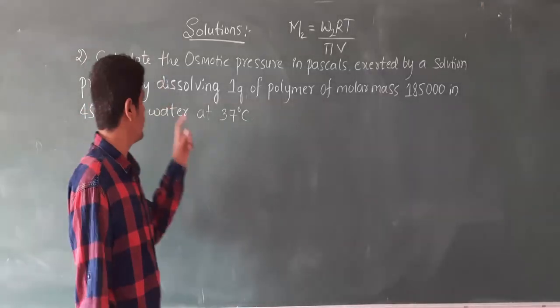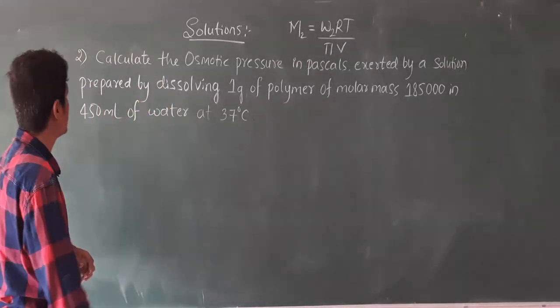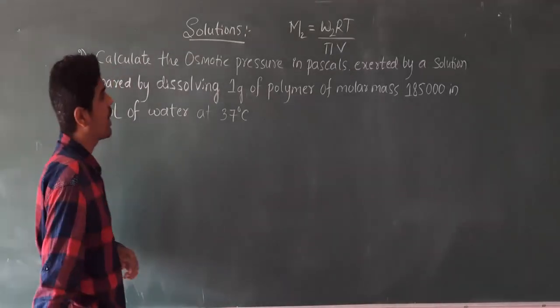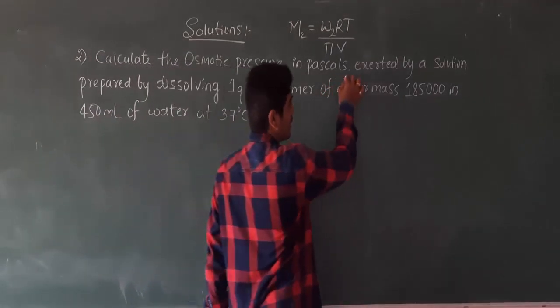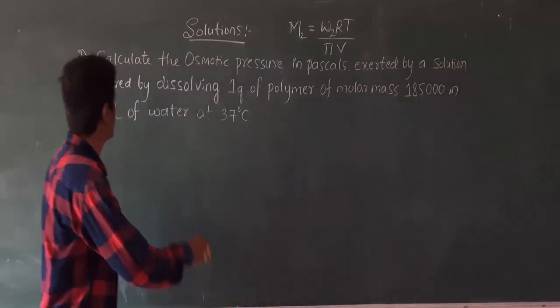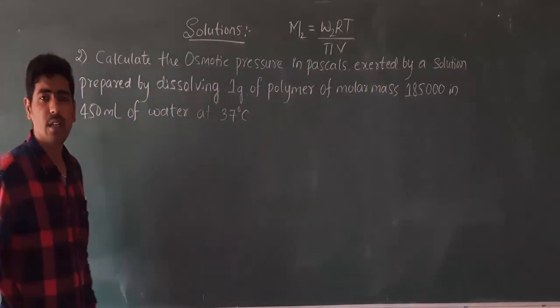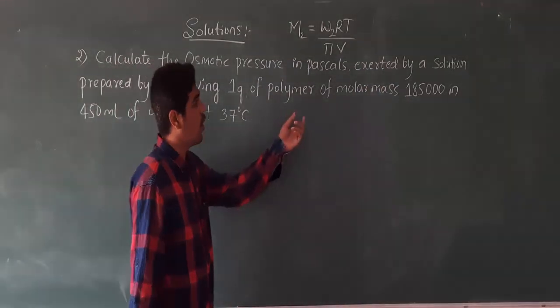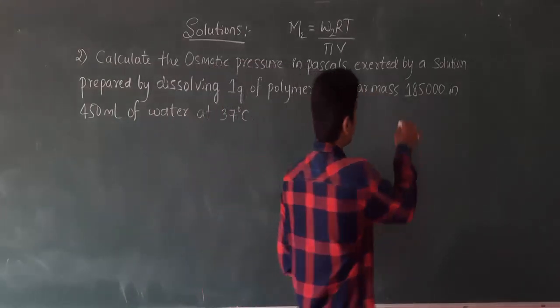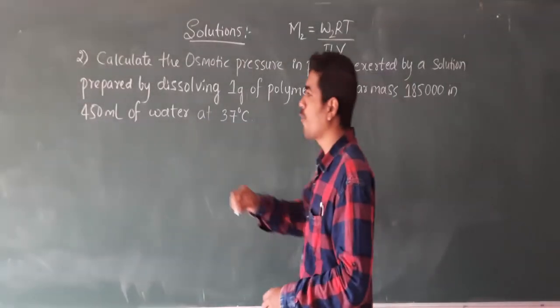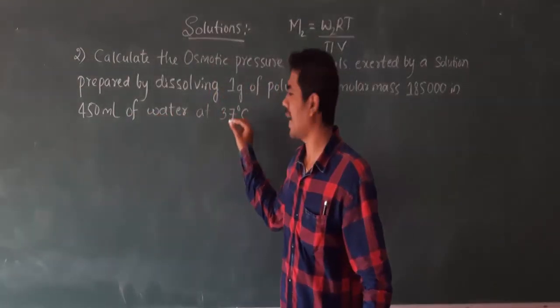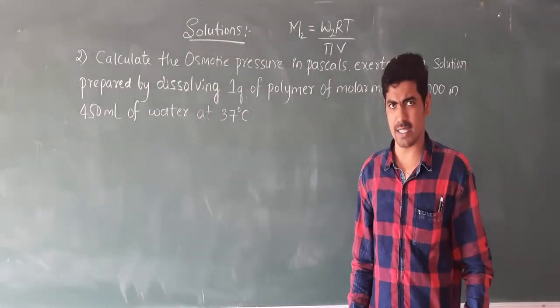The second problem on osmotic pressure is: calculate the osmotic pressure in pascals exerted by a solution prepared by dissolving 1 gram of polymer of molar mass 1,85,000 in 450 ml of water at 37 degrees Celsius.